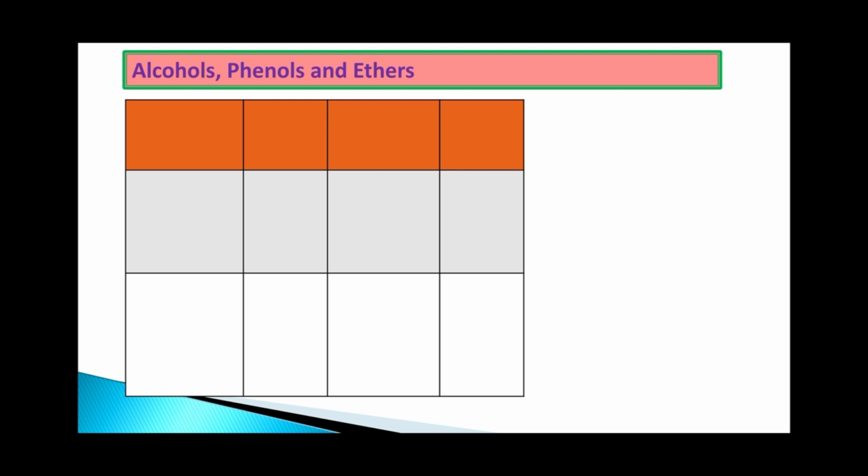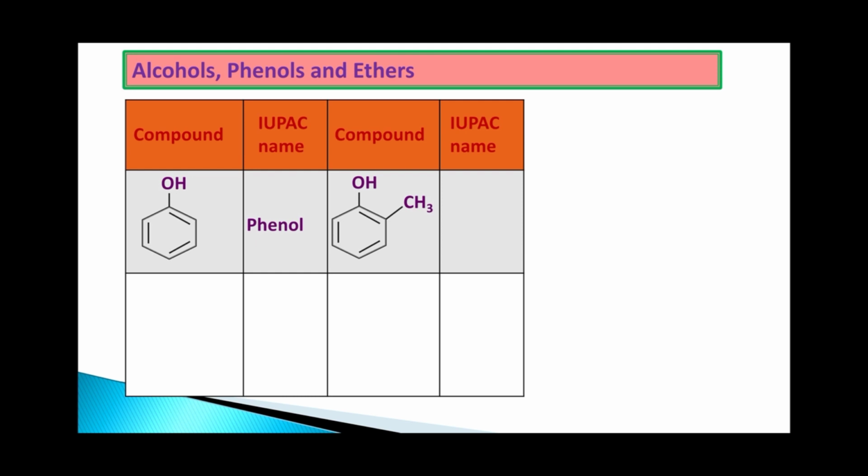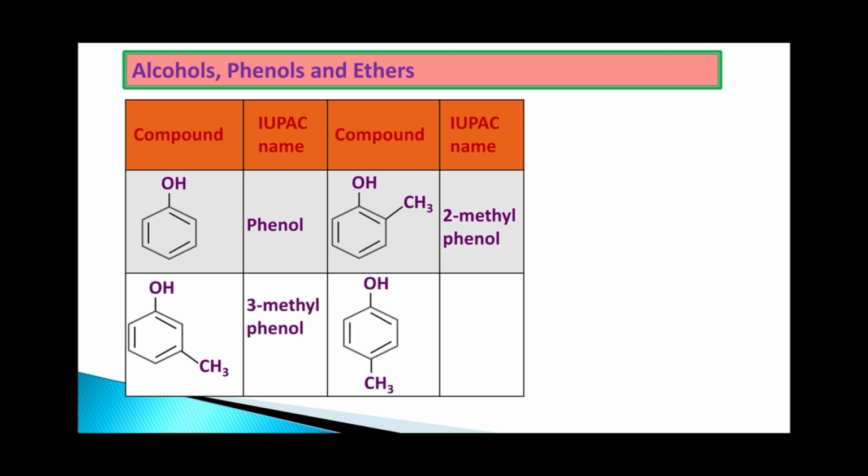Let us see some examples. Compound and IUPAC name, another compound and IUPAC name. The first one, OH, is phenol. I have taken CH3, that is 2-methylphenol. CH3 at position 3 is 3-methylphenol. OH and CH3 at the fourth position is called 4-methylphenol. Already you have studied all these examples previously.